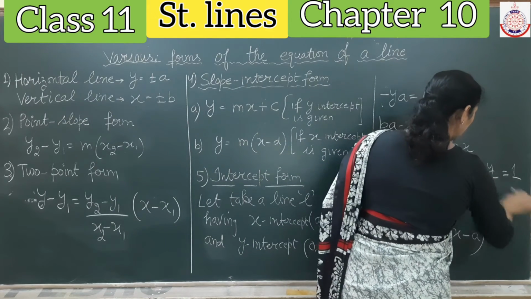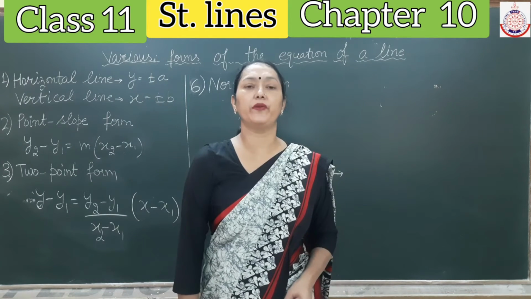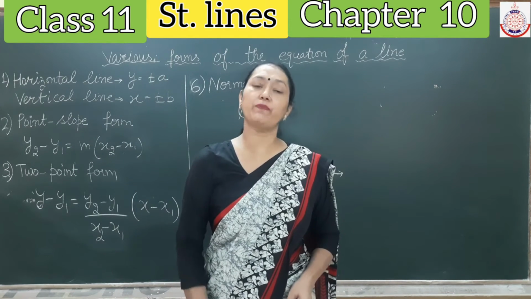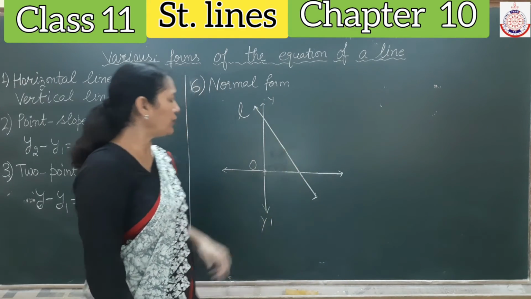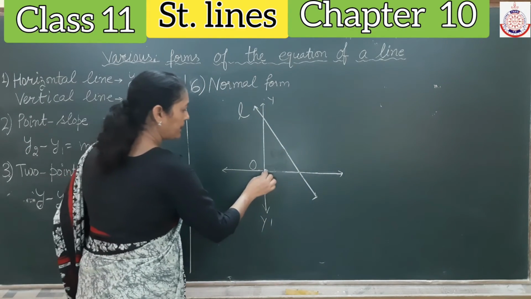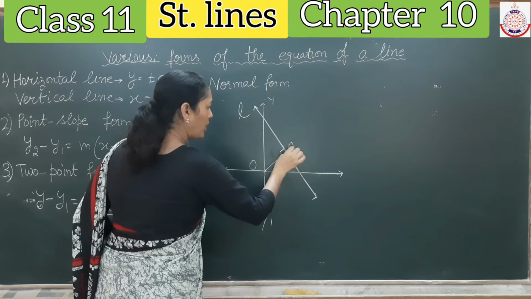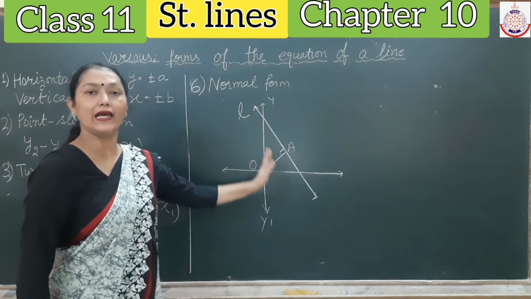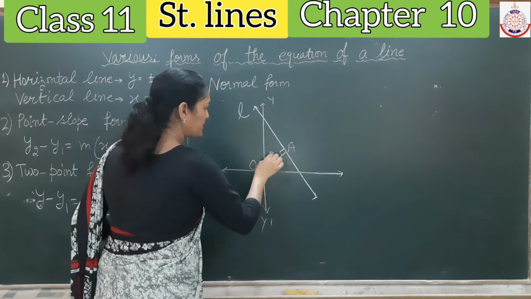So this is called intercept form. Next, we will be doing normal form. Normal means perpendicular. Let us take a line L. Now from the origin, a perpendicular is drawn on this line. Perpendicular OA is drawn on this line L. Suppose this perpendicular distance is P units.